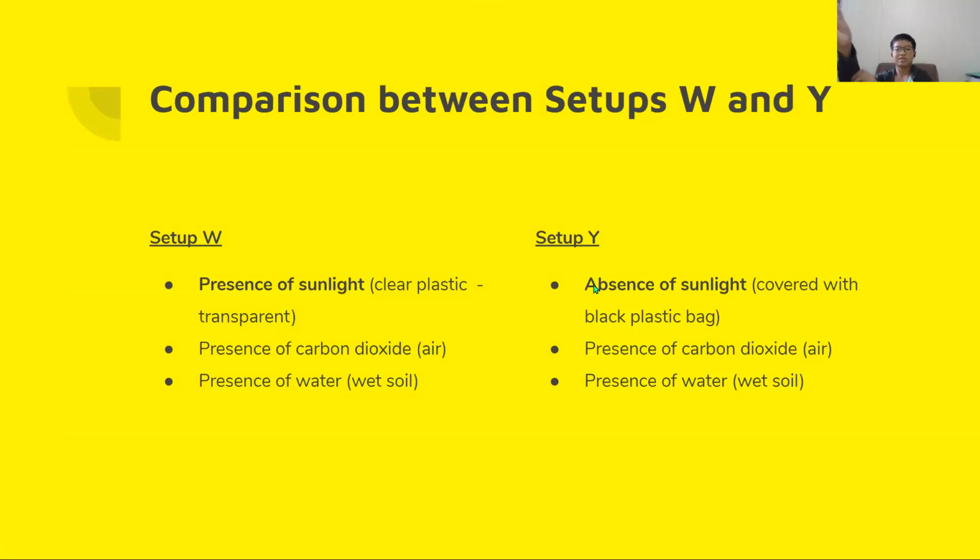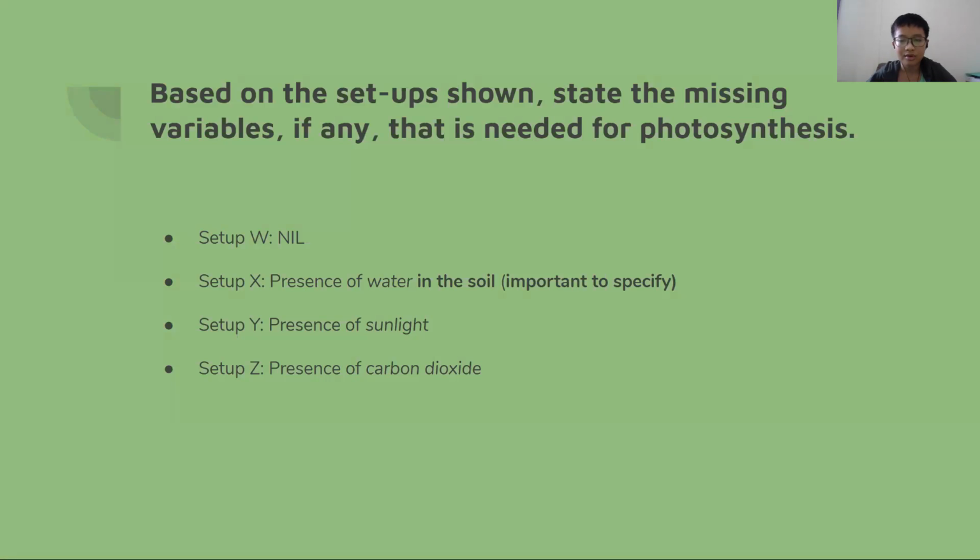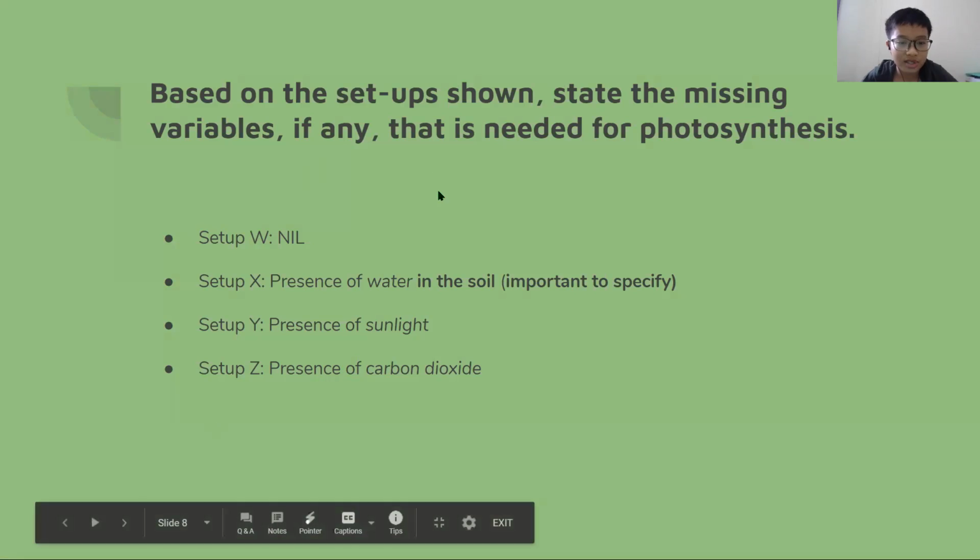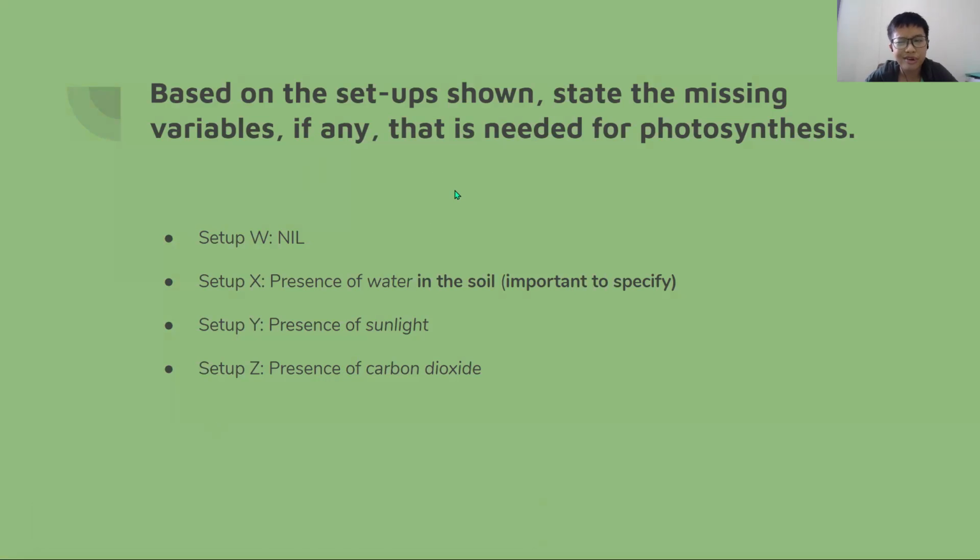Alright, so for setup Y, let's look again. It is the absence of sunlight that is preventing setup Y from being the setup with the perfect conditions for photosynthesis to take place, because it is covered with a black plastic bag which is opaque, as I said before. So first, we can say that the missing variable for setup Y is the presence of sunlight. We need this presence of sunlight before photosynthesis can take place in this setup.